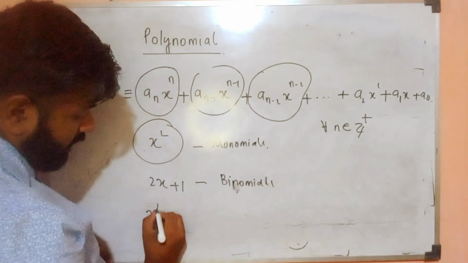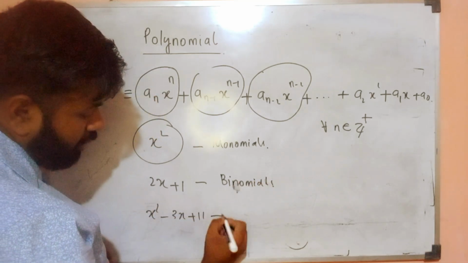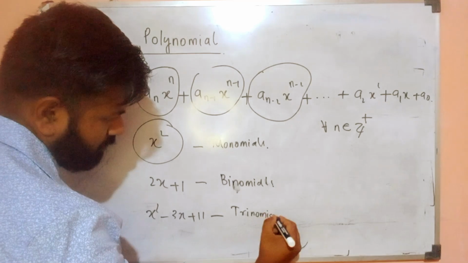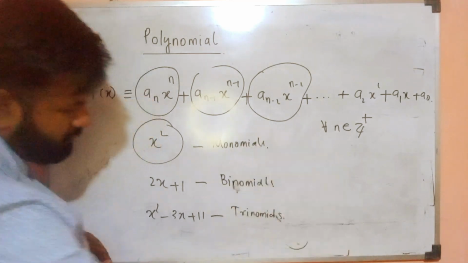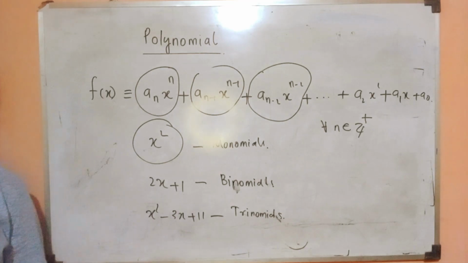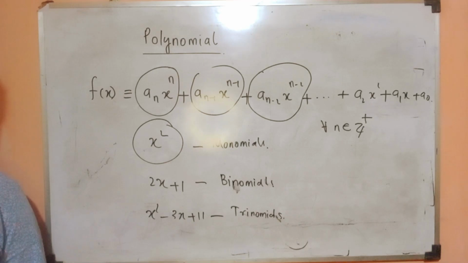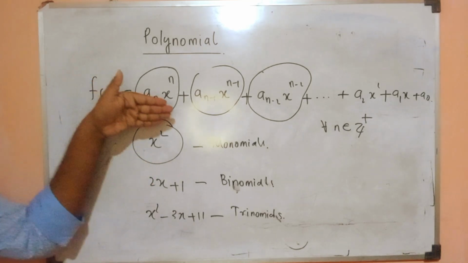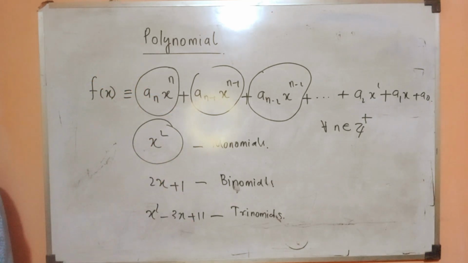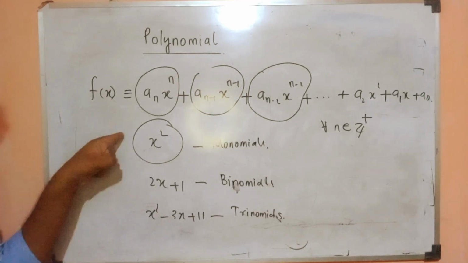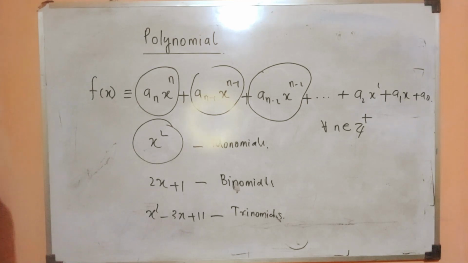Binomials. x squared plus 3x plus 11. How many terms are here? 1, 2, 3. Trinomials. And if you consider a polynomial which has four terms, we call it quadrinomials. So the series actually goes on like this. You don't have to memorize everything. It's better if you can memorize these three words: monomials, binomials, and trinomials. Hope you have understood what polynomials are.